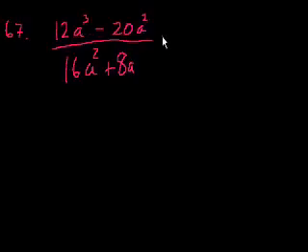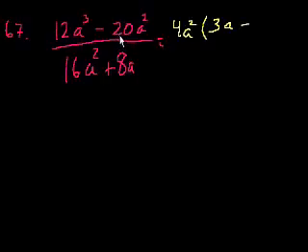So in the top, in the numerator, let me switch colors. See, both terms are divisible by 4 and a squared. So let's factor out a 4a squared. So we get 4a squared. 12 divided by 4 is a 3. And a cubed divided by a squared is an a, right? So 12a cubed divided by 4a squared is 3a.